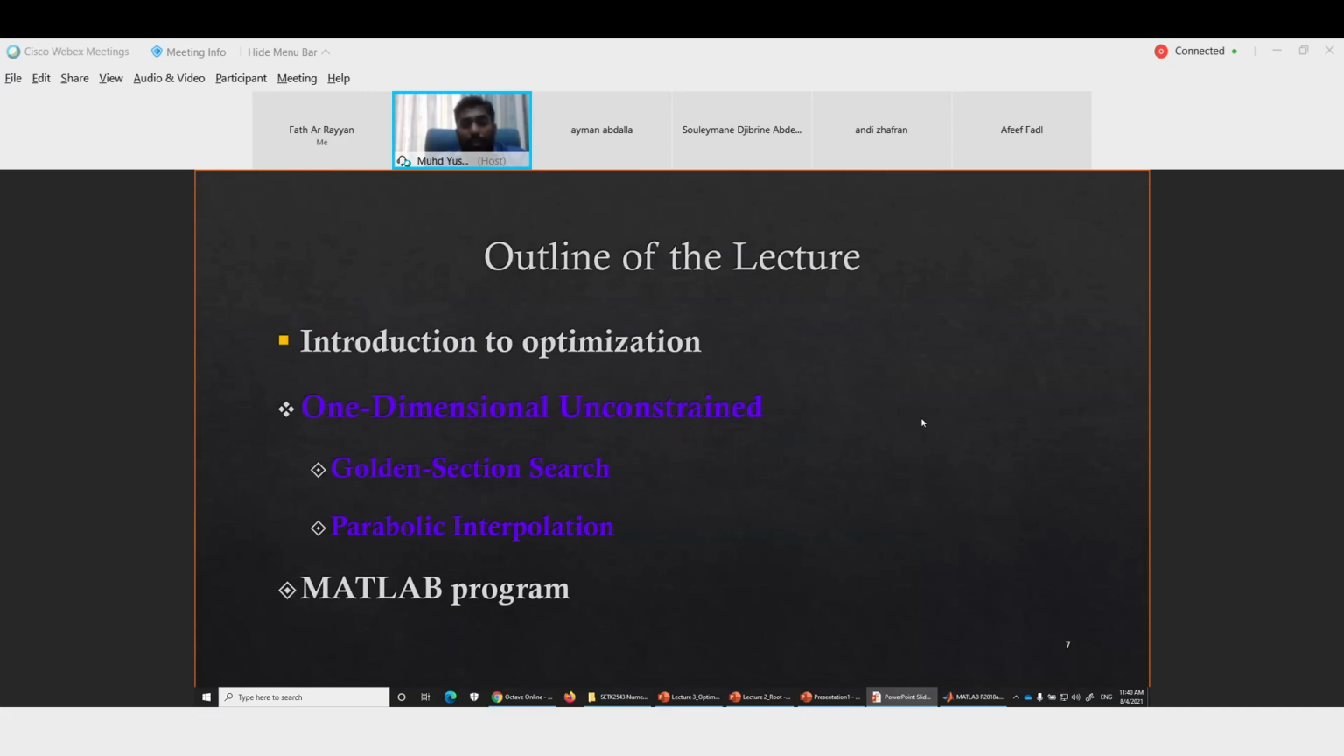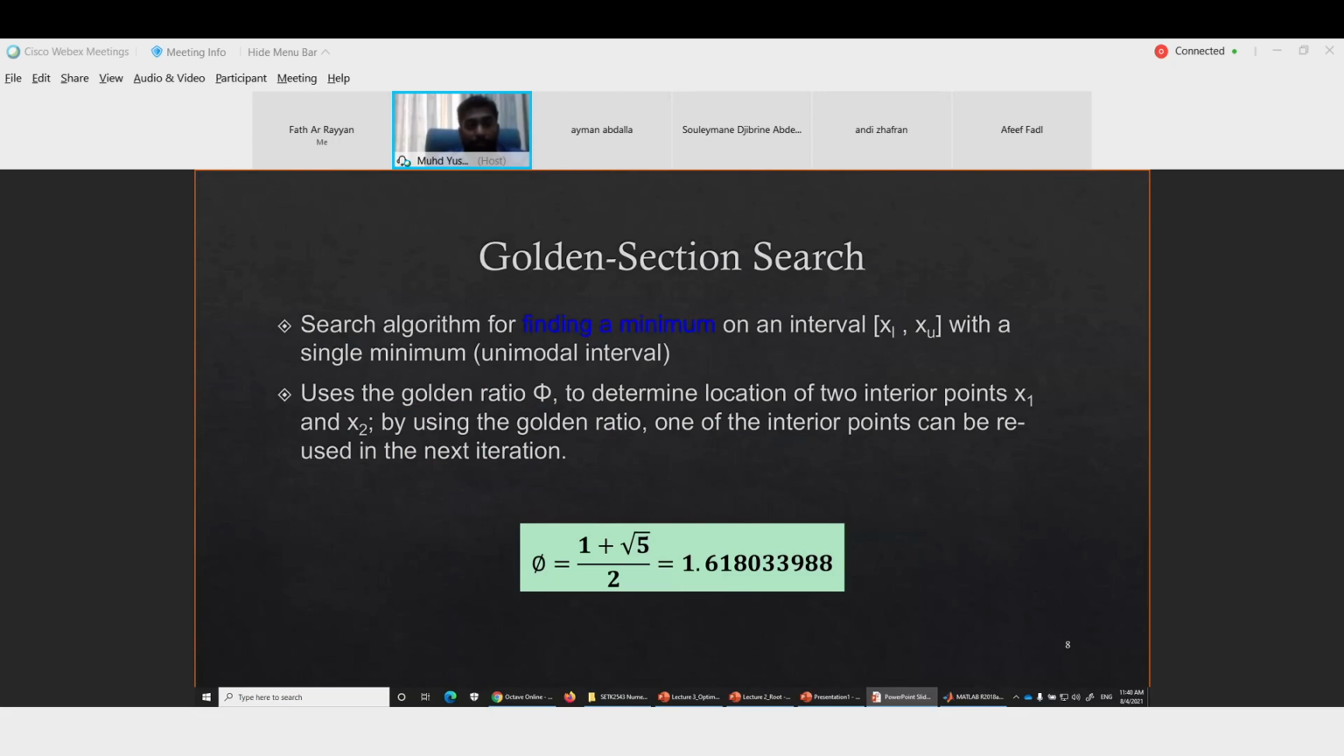Okay, one-dimensional unconstrained. We will take a look at the golden section search. The search algorithm is to find the minimum between the interval xl and xu with a single minimum. You need to understand that for the golden section search, you need only a unimodal interval with just a single minimum. You could not have two minimums in the interval. If you have two, then the golden section search wouldn't really work. You need just one minimum or one maximum. I'll try to explain it with a minimum example, and maximum is just the reverse of the minimum. It uses the golden ratio phi to determine the location of the two interior points x1 and x2.